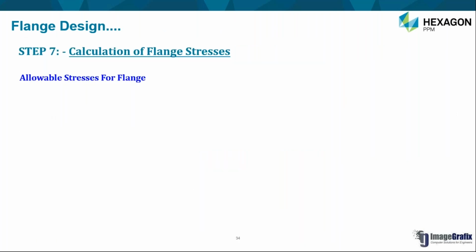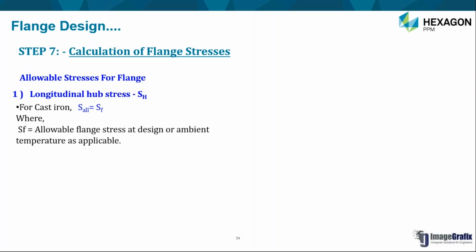Then the last step is we will come now to the allowable stress for the flanges. Now for the longitudinal hub stress, okay, if the basic material used for the flange design is cast iron, then as we know cast iron has very minimum ductile property. Okay, so for that purpose it is limited to only SF. So SF is your allowable stress of your flange material at your design condition or your ambient condition.